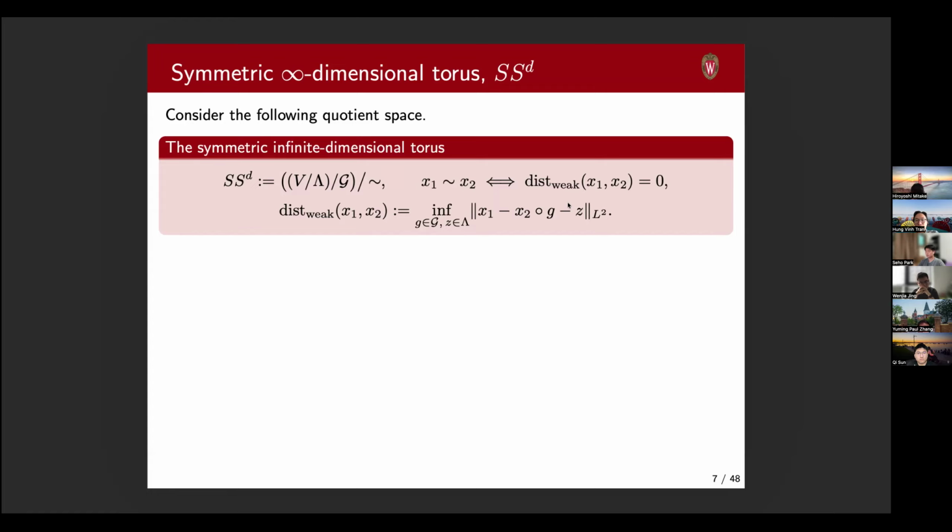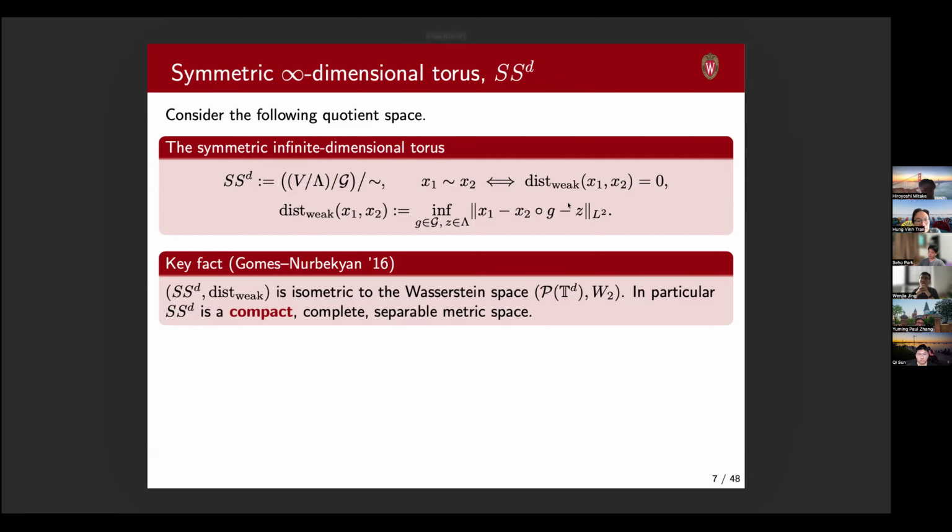And it has a metric which is the minimum of L2 distance between two functions with any possible rearrangement and translation. Okay. And the good point of this quotient space is that it is compact. So if you look at the paper by Gomez and Rebeckian, you can see a lemma that SSD and its metric is isometric to the Wasserstein space of the probability distributions on the torus with the two-Wasserstein distance. So it is compact. So SSD is also compact.